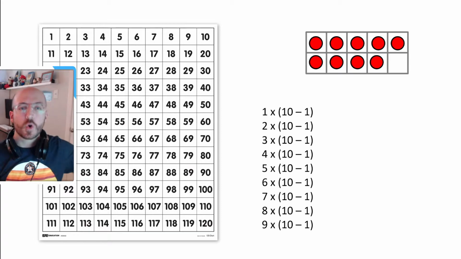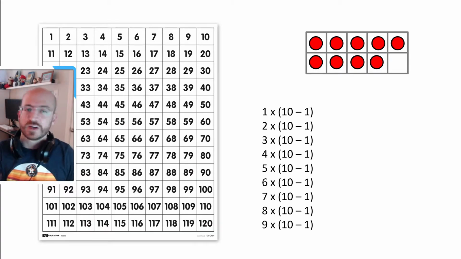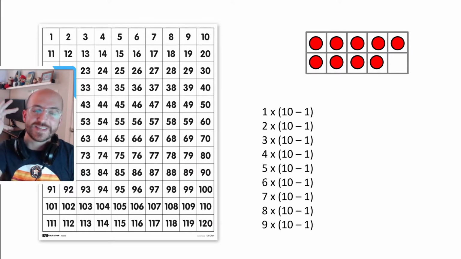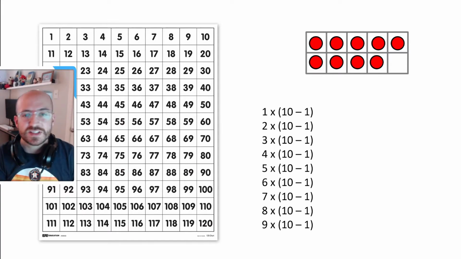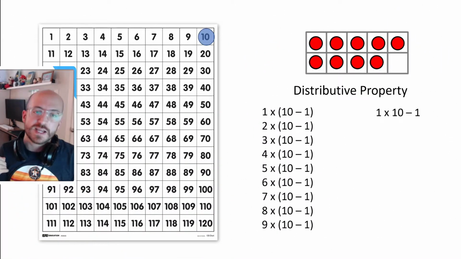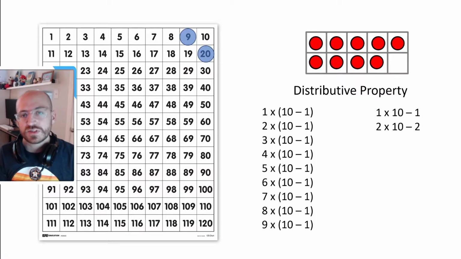So what if we list all the facts out? We write them as 1 times 10 minus 1, or like skip ahead. 7 times 9 is the same as 7 times 10, each group minus 1. So let's use the distributive property to write it out this way. 1 times 10, but then we subtract 1. 2 times 10, we would take away 2. 3 times 10, we would take away 3.